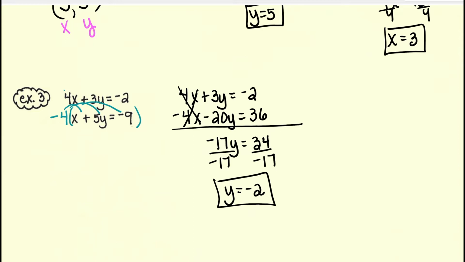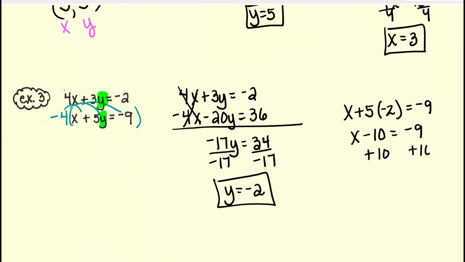Now take that negative 2 and go plug it into one of the equations up there. I'm going to go to the bottom equation. So if I go to the bottom equation, that'll give me x plus 5, but where that y is, put a negative 2, is equal to negative 9. So then I have x minus 10 is equal to negative 9. Add your 10 to both sides, and x is equal to positive 1. So that would give me the ordered pair 1, negative 2.